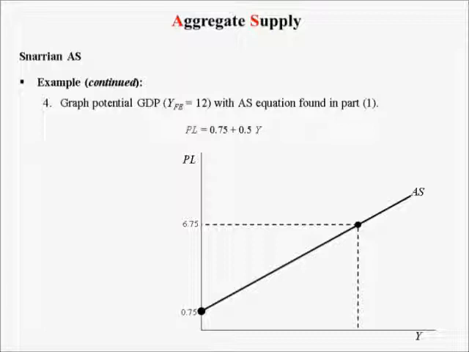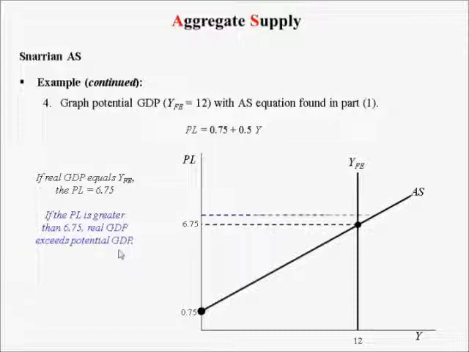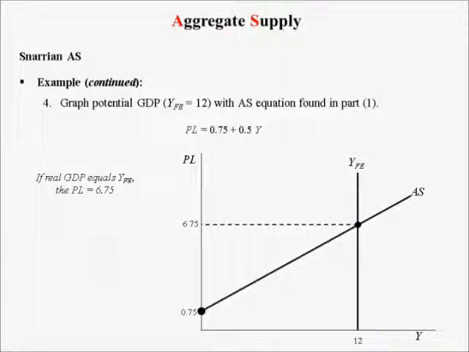using the supply curve we just graphed, right? Full employment output is 12 trillion, right? If I plug 12 into the aggregate supply curve, I get 6.75. If real GDP equals full employment output, then the price level is 6.75. The reason why that might be is because maybe the demand curve passes through that point, right? Because remember, demand and supply determine real GDP.